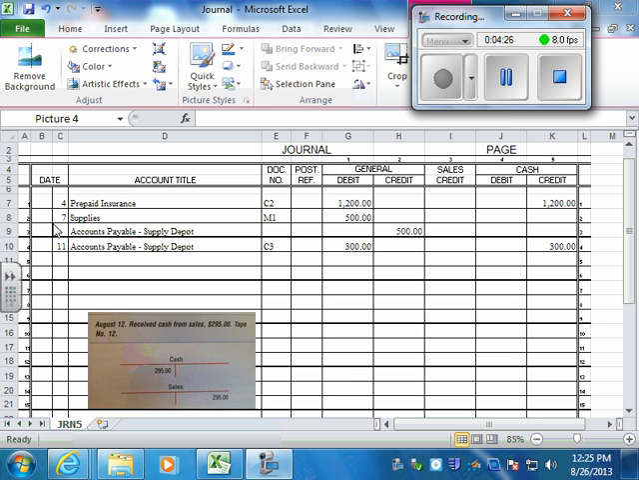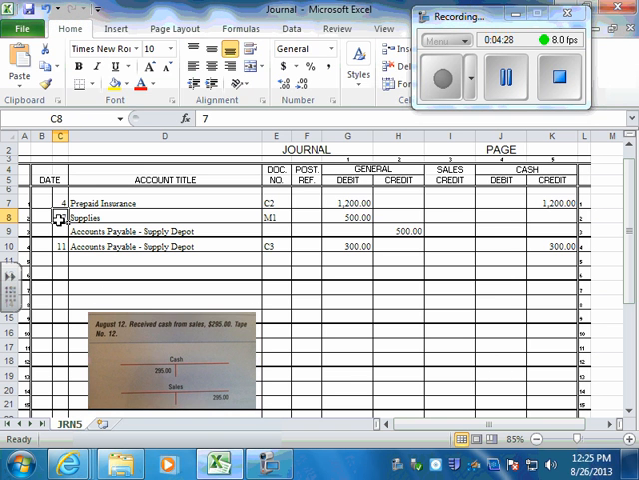Now just like the one on the 7th, we dealt with 2 accounts that had to have general amount columns. With this transaction, we received cash from sales, so the 2 accounts that we're dealing with are cash and sales. Both of those accounts have special amount columns. So we have no account name to put in the account title column. So what you're going to do is put a check mark in there.